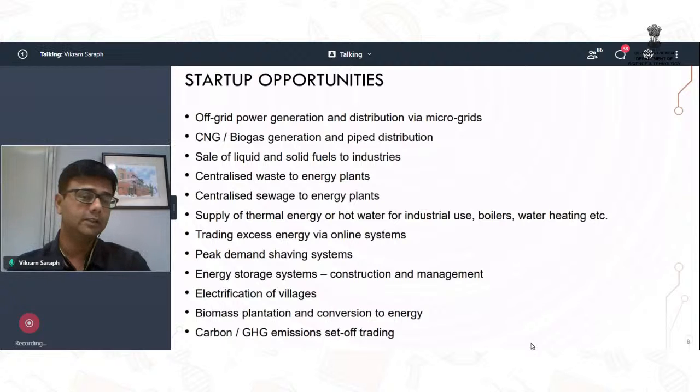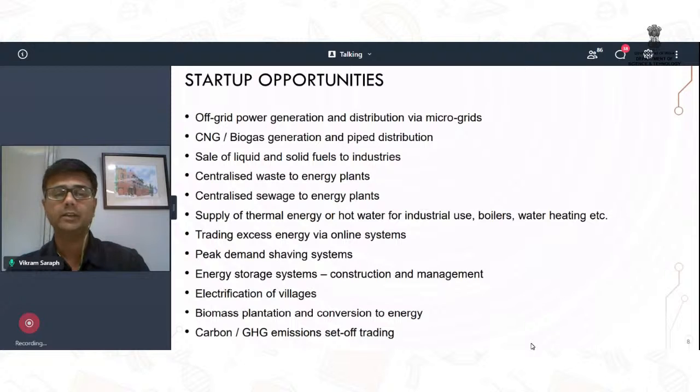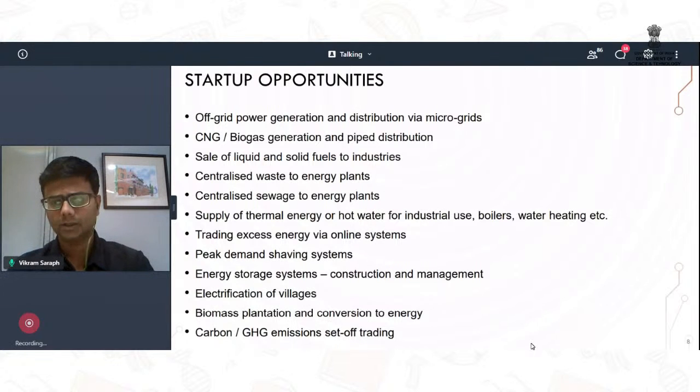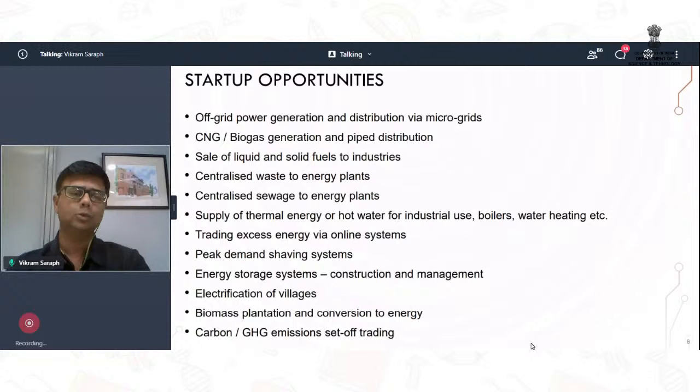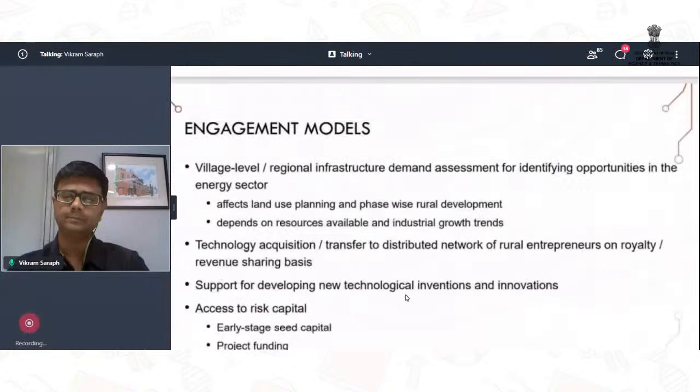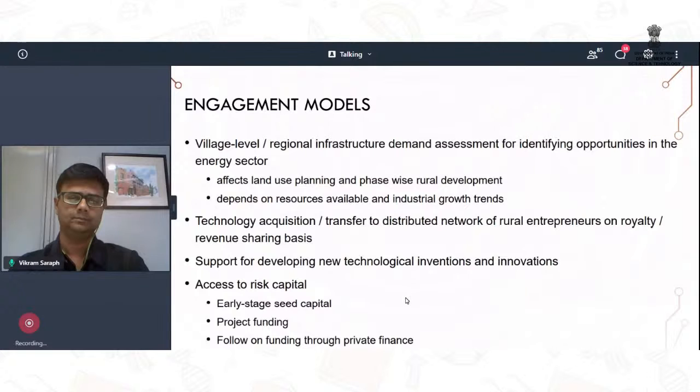The other thing that we can do, and which will be very, very effective in the future to make money, is to trade the carbon and GHG emissions offset, which not many rural applications talk about. So it would be interesting to see how we can deploy this, and these are all very scalable and modular technologies. Can we go to the next slide?